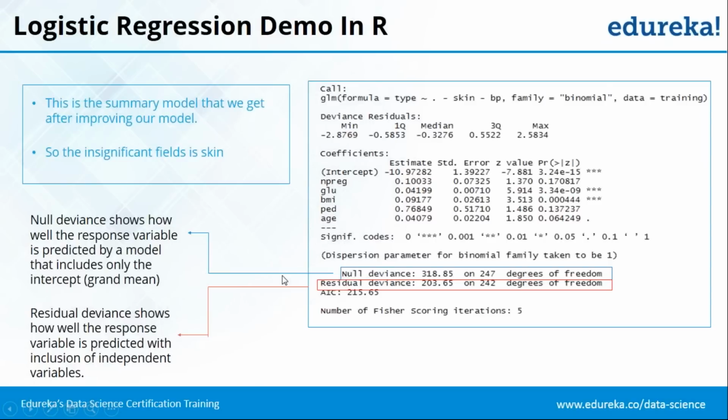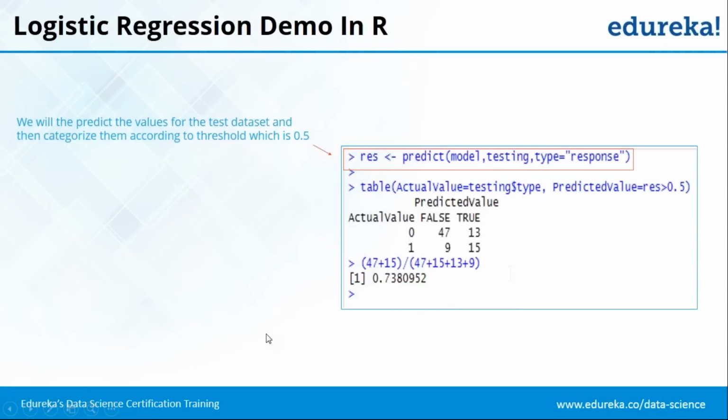So what does null deviance mean? I told you guys how well the response variable is predicted by a model when it includes only the intercept, which is this. And what does residual deviance mean? It means how well the response variable is predicted with the inclusion of independent variables. So this is what we have learned, right? Moving ahead, now let's predict values out of our testing data set, right? And check out the accuracy for our model.